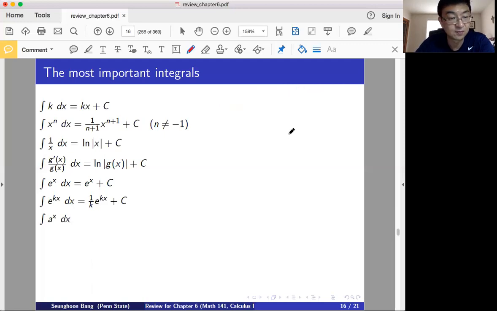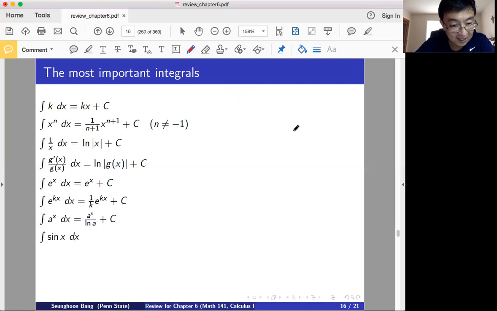This is the answer. What's the integral of a to the x dx? Do you know? Could you write your answer on the chatting board? What's the integral of a to the x dx? Yeah, right. a to the x over ln of a plus c. So really be careful. This one.